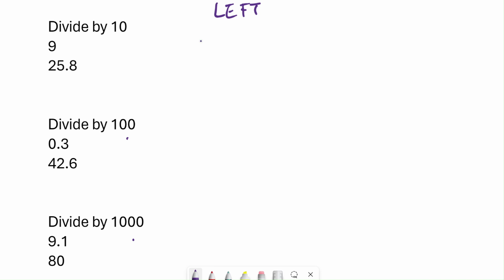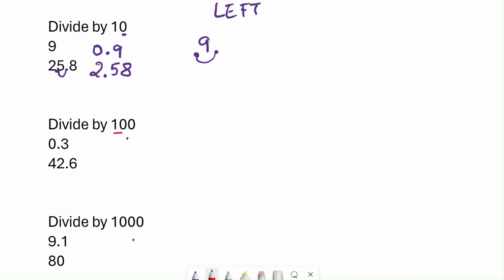So divide by 10, take 9. If I don't see a decimal point, there is always a decimal point hiding at the right end, and because it is 10, it has 1 zero, it moves one place to the left. So it becomes 0.9. And here, 25.8 divided by 10, move the decimal point one place to the left, so it becomes 2.58.